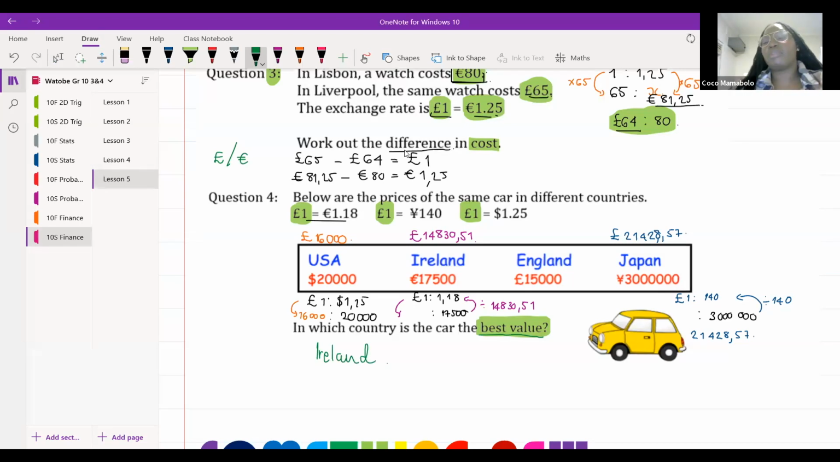Beautifully done. All right. Give me a thumbs up in the chat if you're okay with how to do exchange rates. I don't particularly think they're difficult, especially for you guys, because you guys are just geniuses.